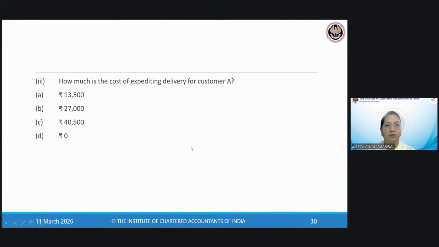Similarly, how much is the cost of expediting delivery of customer A? Because expediting delivery was done only for E, so A did not ask for any expedited delivery, therefore 0.